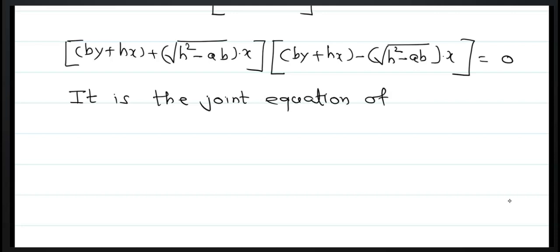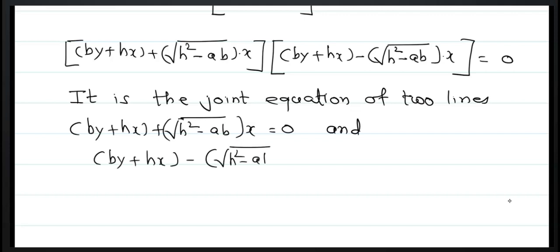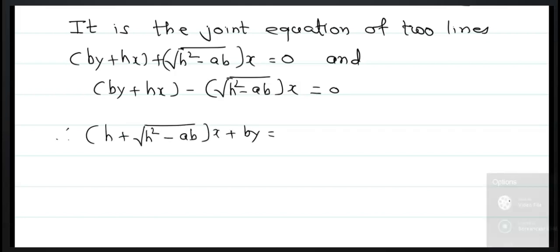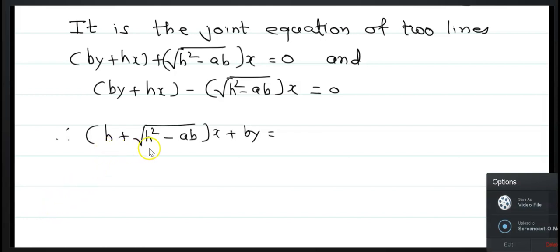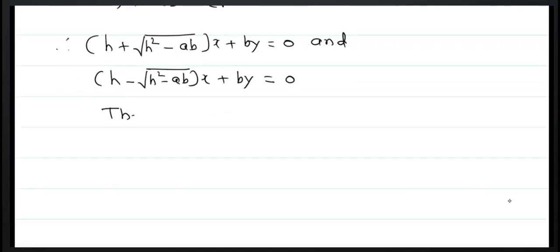It is a joint equation of two lines: by + hx + root of (h square minus ab) into x = 0 and by + hx minus root of (h square minus ab) into x = 0. Therefore, again it can be written as (h + root of (h square minus ab)) into x + by = 0 and (h minus root of (h square minus ab)) into x + by = 0.